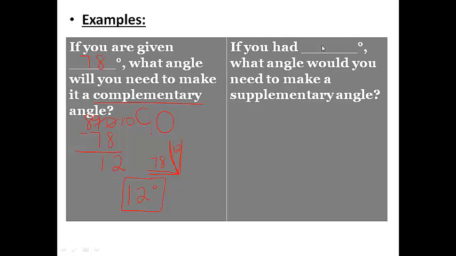Well, let's try this one. If you had an angle that measures 132 degrees, what angle would you need to make a supplementary angle? Now don't forget, supplementary means how many degrees. Now when you see supplementary, you should think S and draw your 8, and it should make 180. So we'll do 180 minus 132.